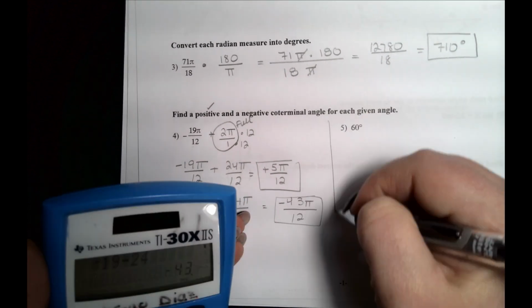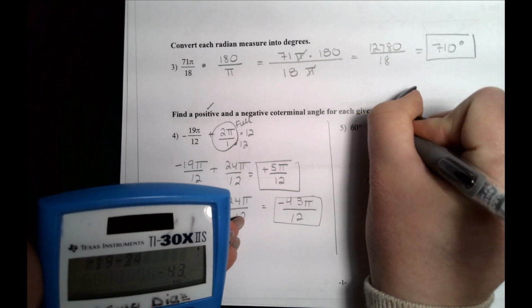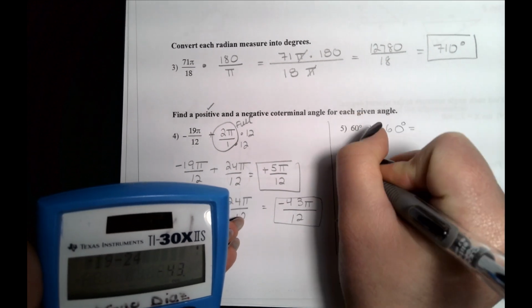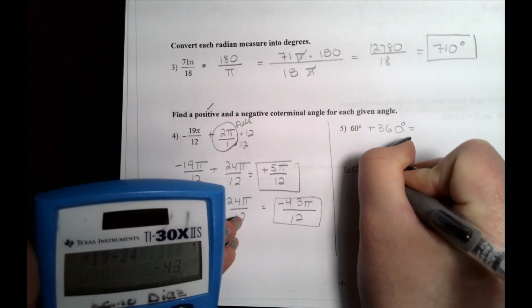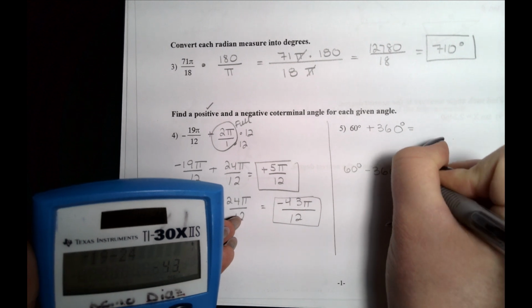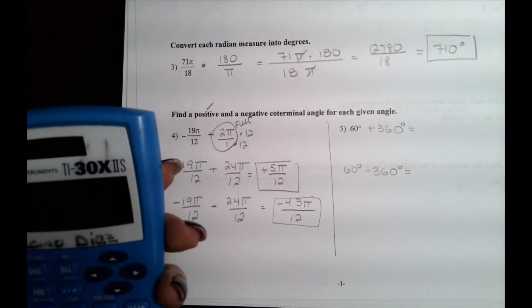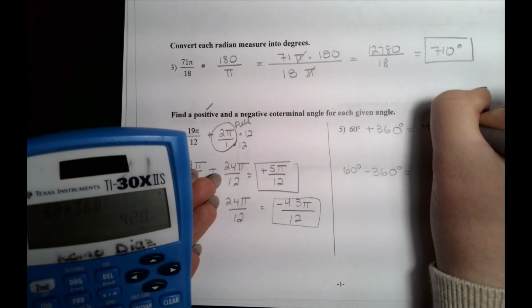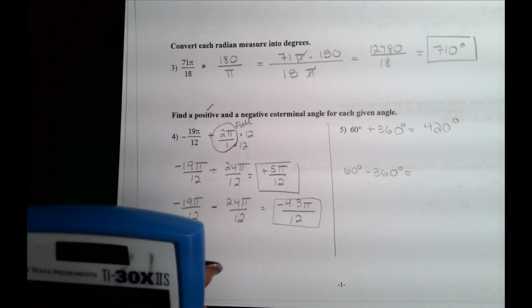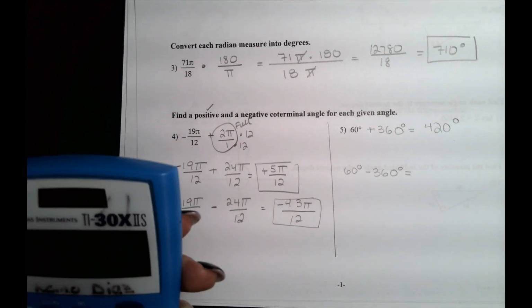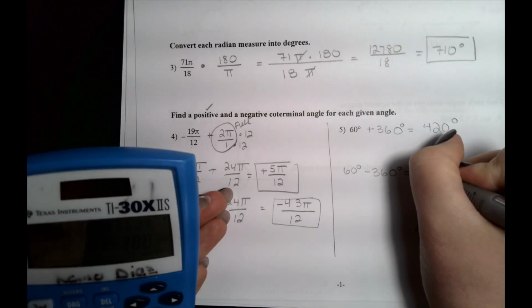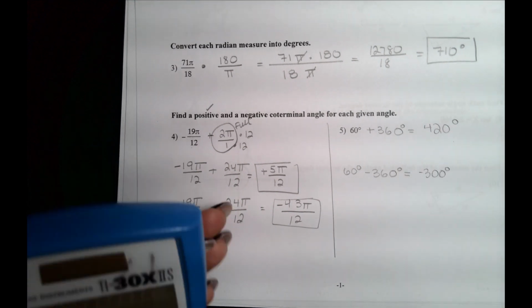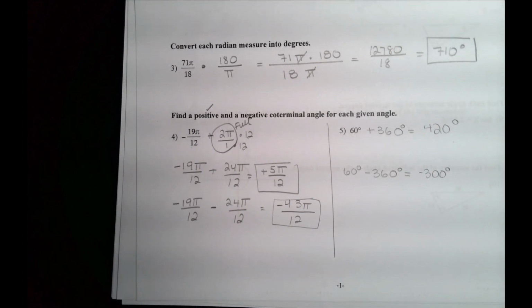Moving on here for degrees, we are again adding a full cycle and we are subtracting a full cycle. We want one answer that is positive, we want one answer that is negative. 60 plus 360, I get 420. You have to put the degree symbol. If you don't, it will be marked as wrong. 60 minus 360, I get negative 300 degrees. Again, must have the degree symbol.